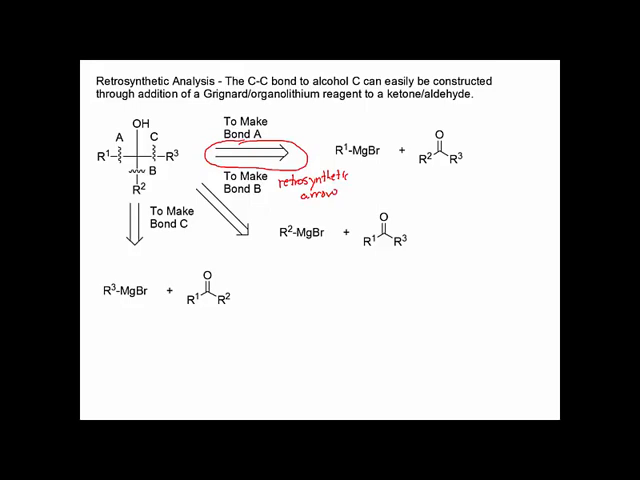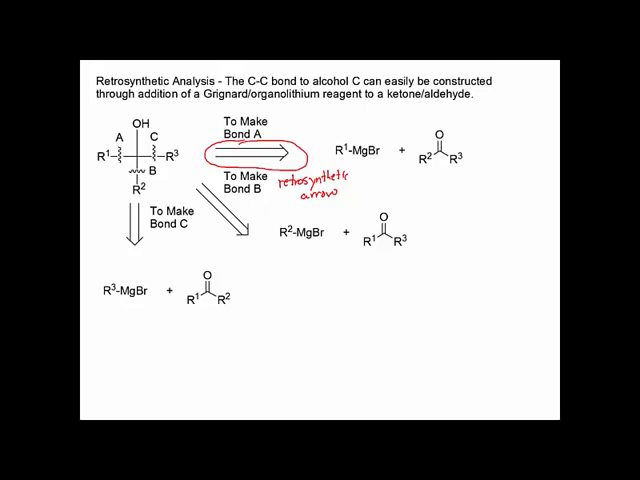And recognize that when you have a tertiary alcohol, you actually have three different combinations of Grignard reagent and ketone that can give rise to that alcohol. When we look at making bond A, that means R1 has to be the Grignard reagent and the other R groups are in the ketone. When we make bond B, R2 is in the Grignard reagent, the other R groups are in the ketone.